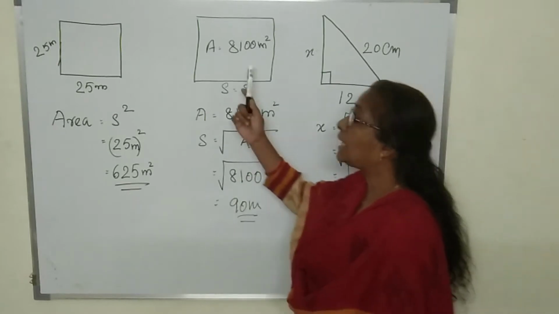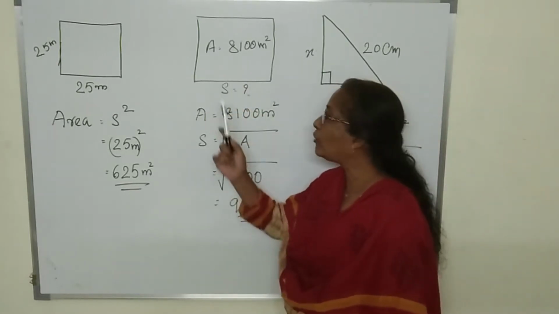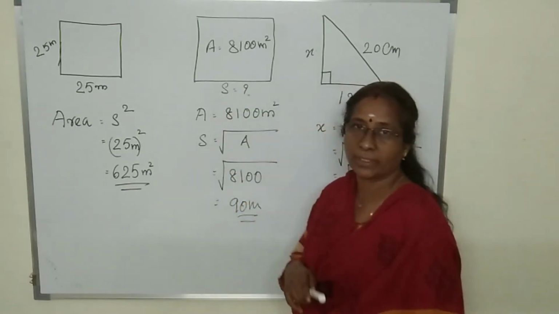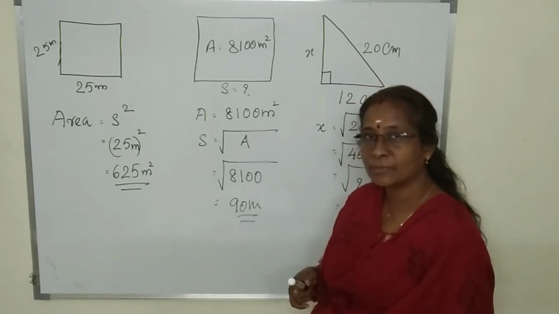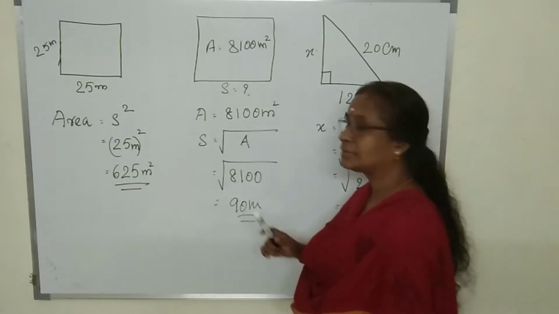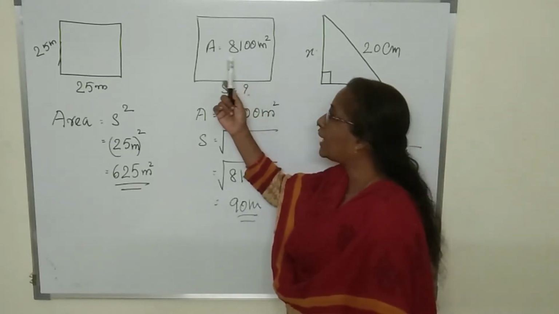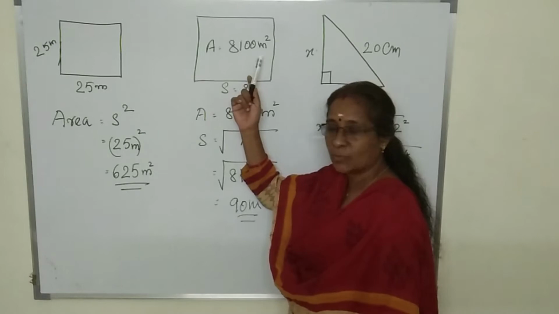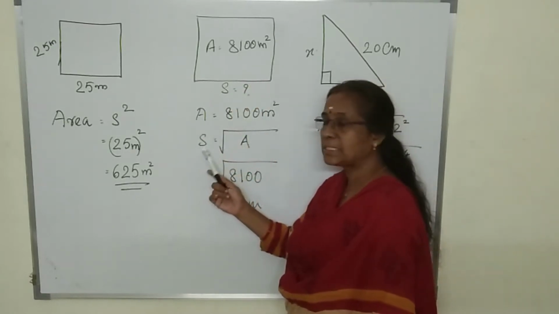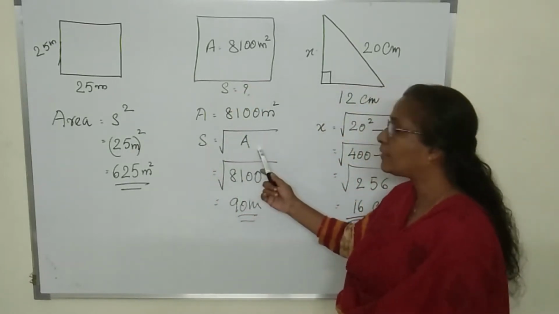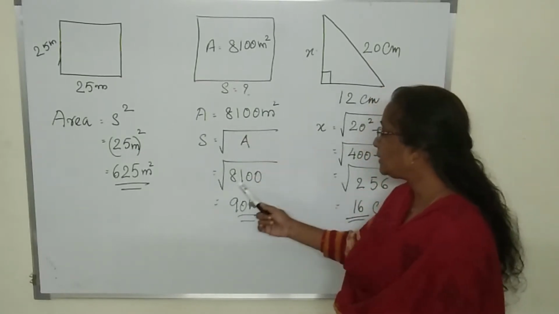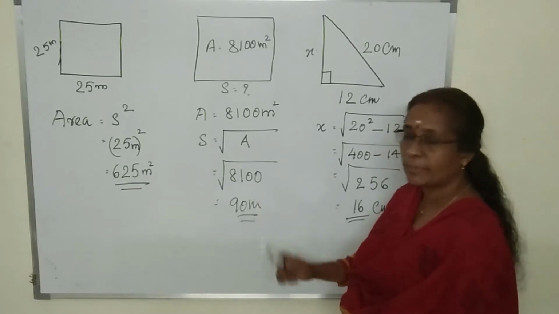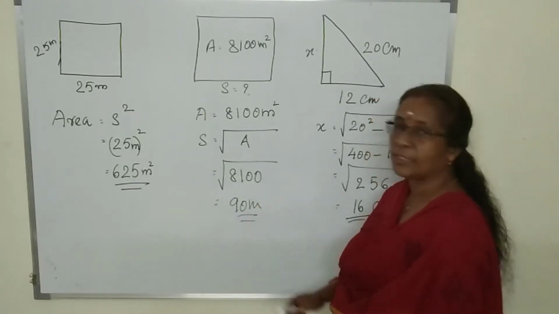Similarly, if the area of the square is given and you are asked to find the side of the square, what will you do? What we have to find out is the square root of the area. Area is equal to s square. So how to find s? s is equal to square root of a, the square root of the area. So square root of 8100 will be equal to 90 meter.